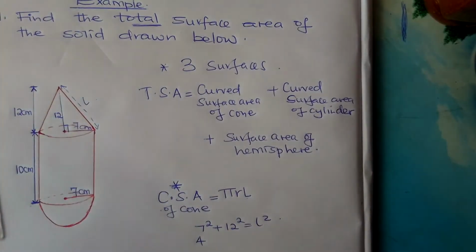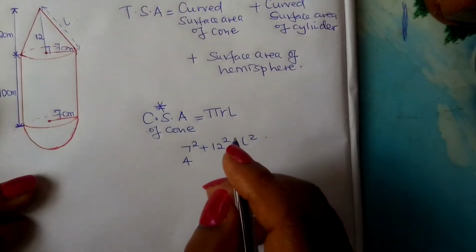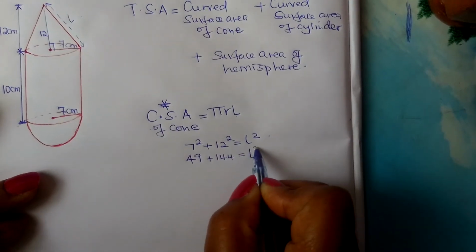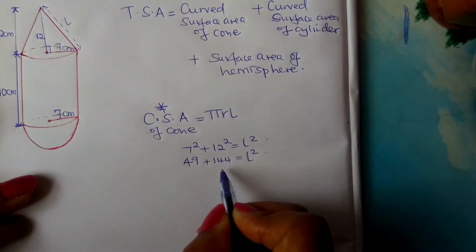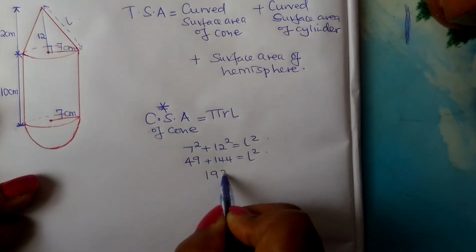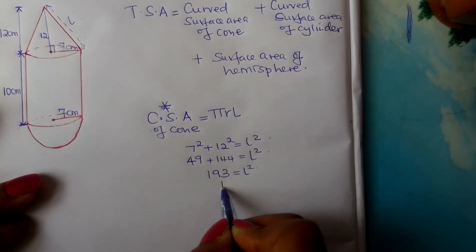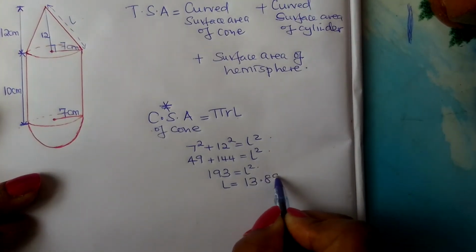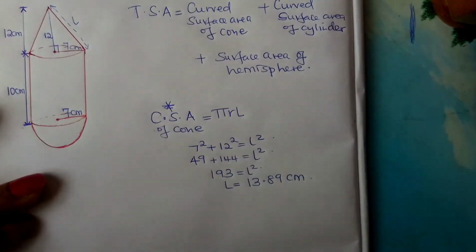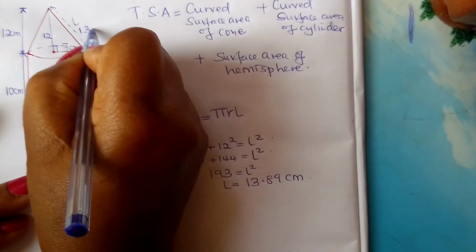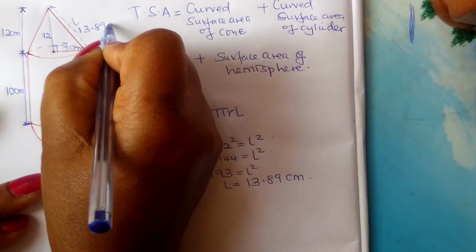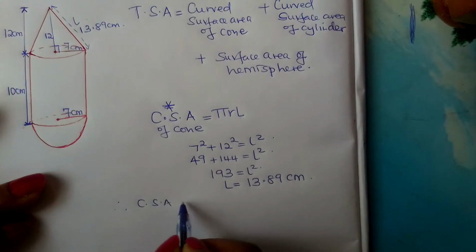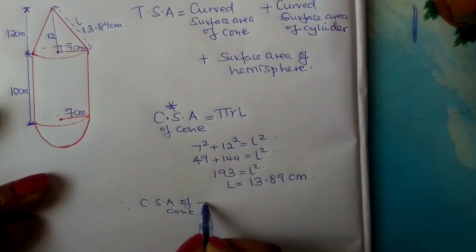So this gives us 49 plus 144, which is equal to L squared. And therefore, if you add these two, you get 193 is equal to L squared. And so using a calculator, you find L, and your L will be 13.89 centimeters, learner. So your L here is 13.89 centimeters.